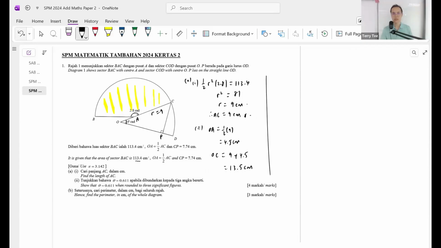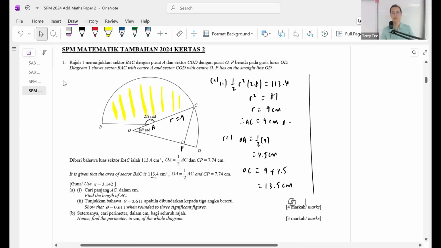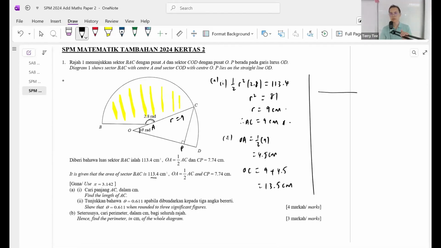Now, you can redraw this triangle. It's a bit too small to see, so I zoom in a bit. This triangle looks like this, where this is your O, this is your C. This is now 13.5. Your CP we know is 7.74. So we need to use SOHCAHTOA to find theta. We use sine. This is your opposite, this is your hypotenuse. So sine theta is 7.74 divided by 13.5.